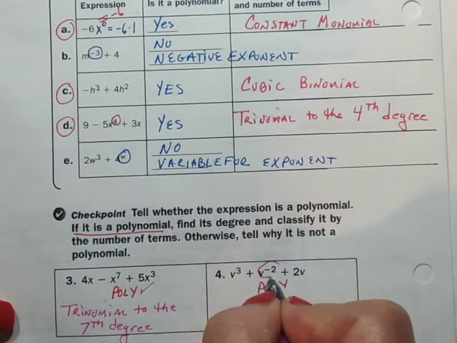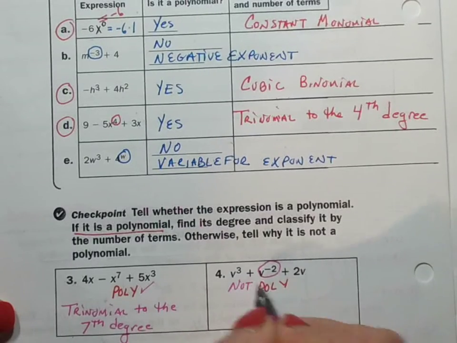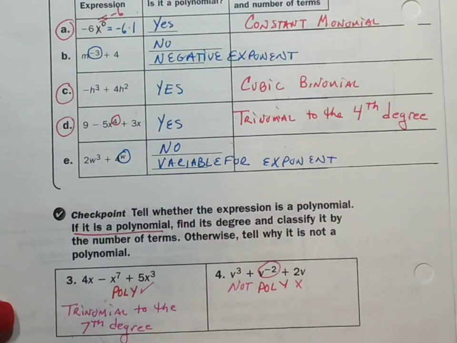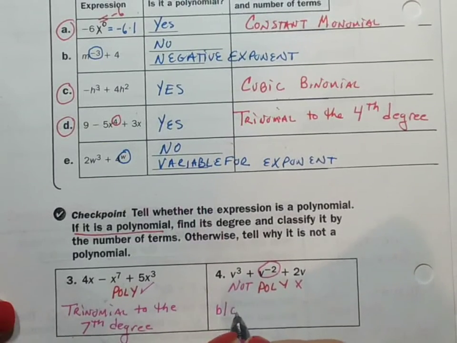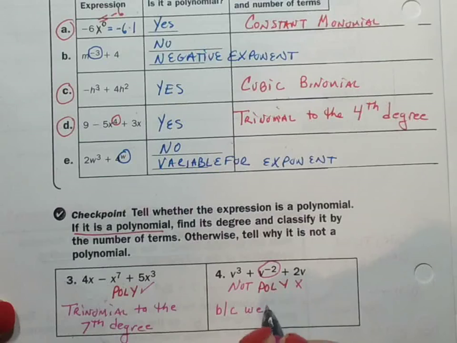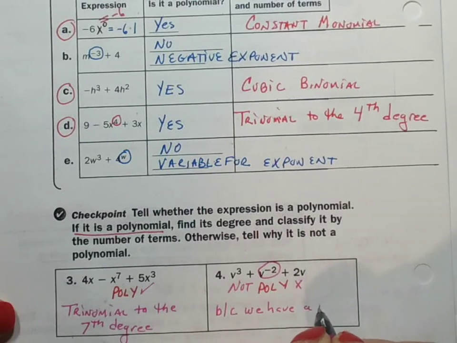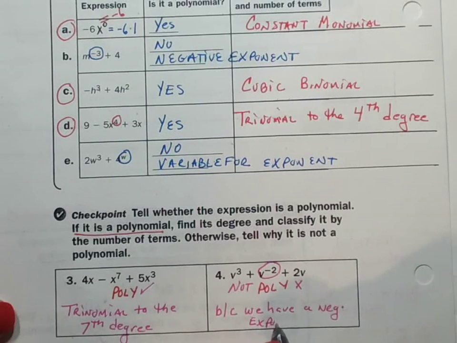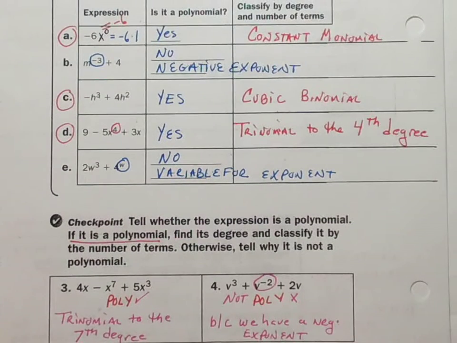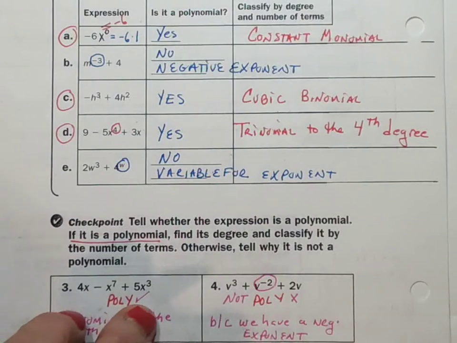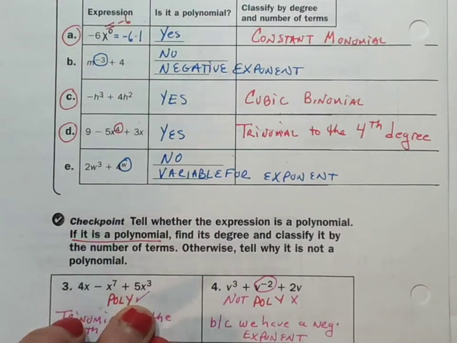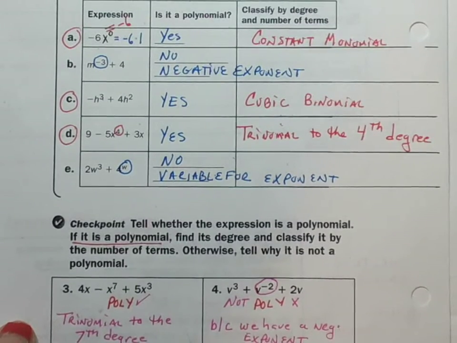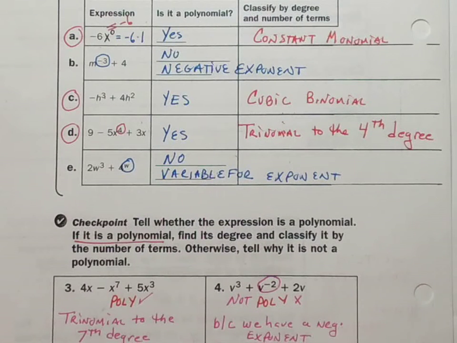This one is not a polynomial. Okay? Why? Because we have a negative exponent. So that's a lot of definitions. But I think once you go through some practice problems, they're just going to make sense. And we are going to be talking about these for the rest of the year.